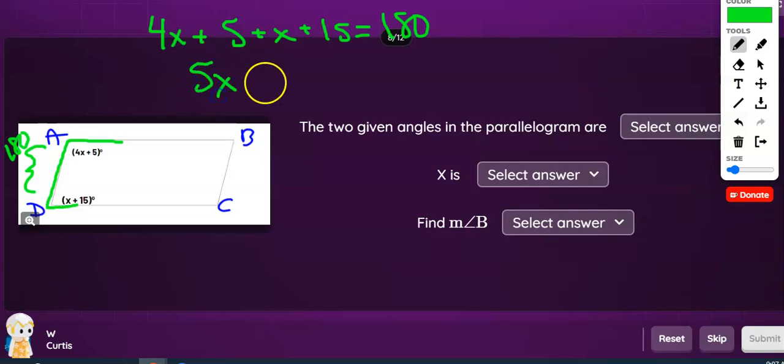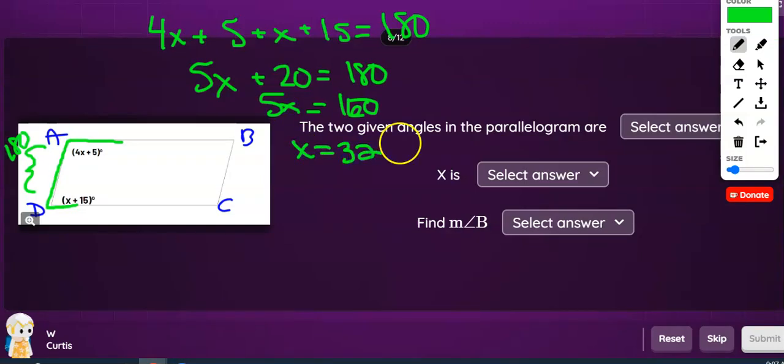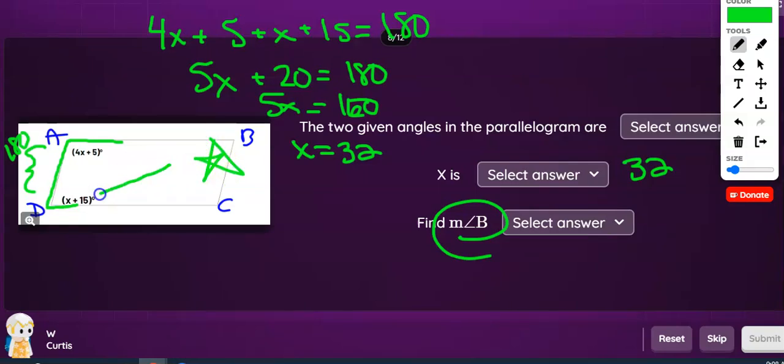Combine my x's, that's 5x. Combine my constants, that's 20. I'm going to subtract 20 to get down to 160, and I'm going to divide off 5 to get x is 32. So they were, again, supplementary, 180. X is 32. Make sure you find the correct answer at the end. We want angle B, which is this angle, which is the same as that angle. So all I got to do is plug 32 in to angle D. 32 plus 15 is 47 for the last answer. Of course, 47 is in degrees.